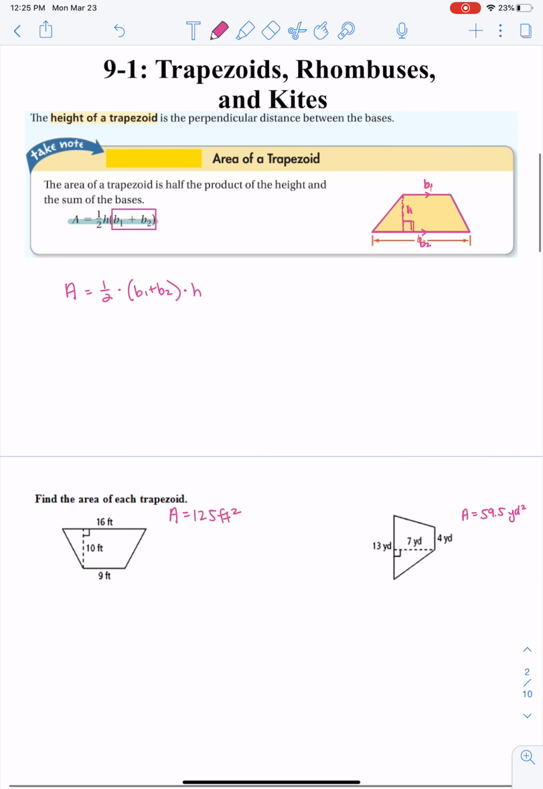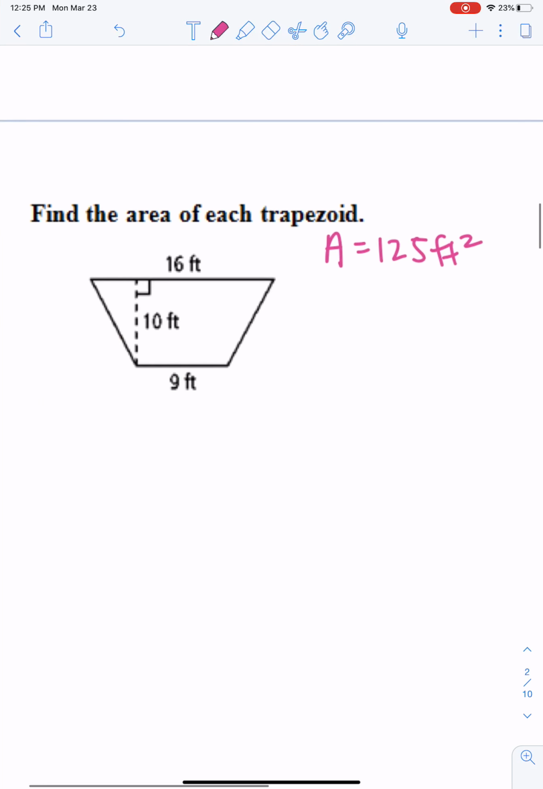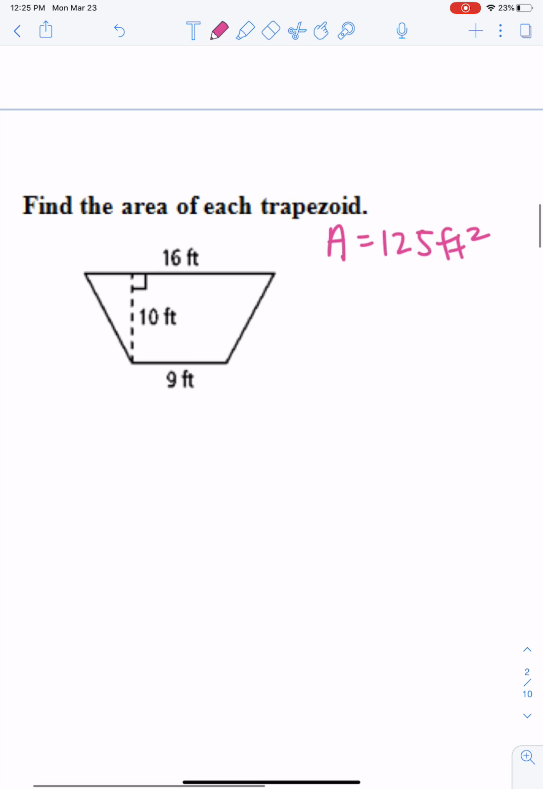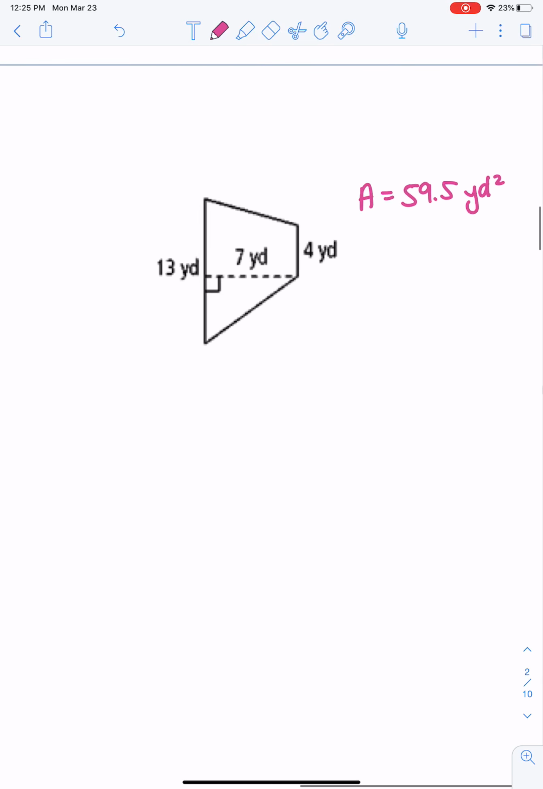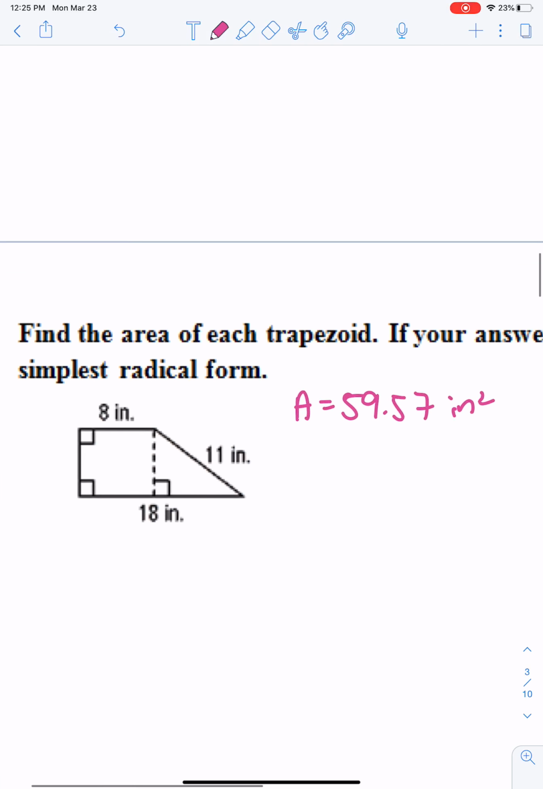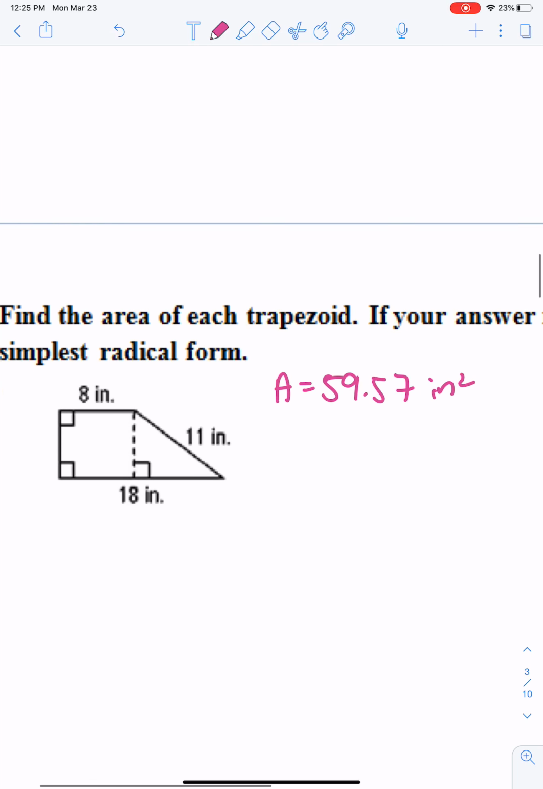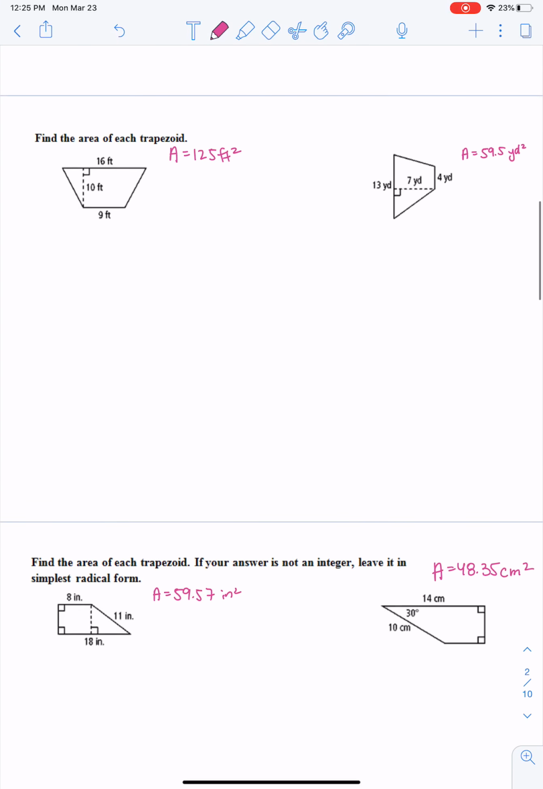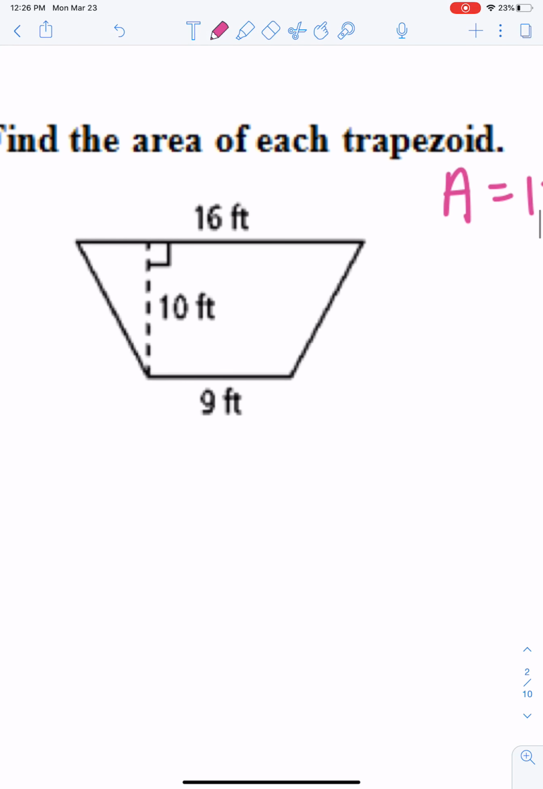So looking at these, I'm going to give you the answers, and if you would like to see if you can get them before I do, that'd be great. So the first one is 125 feet squared. You can pause the video if you'd like. The second one is 59.5 yards squared. This one is 59.57 inches squared and 48.35 centimeters squared. So if you'd like to pause and work ahead, go for it. I'm going to get started.